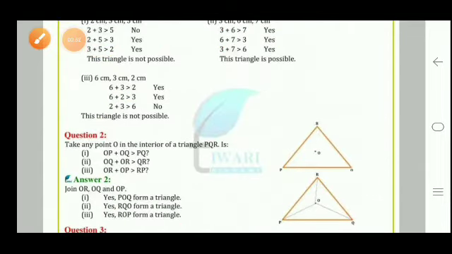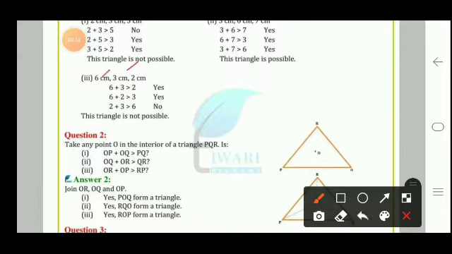Then the third part, it is given 6, 3 and 2. 6 plus 3 is 9, 9 is greater than 2, yes. 6 plus 2 is 8, 8 is greater than 3, yes. Then 2 plus 3 is 5. Is this greater than 6? No. So here a triangle is not possible.